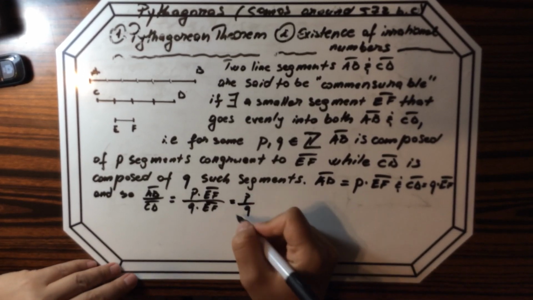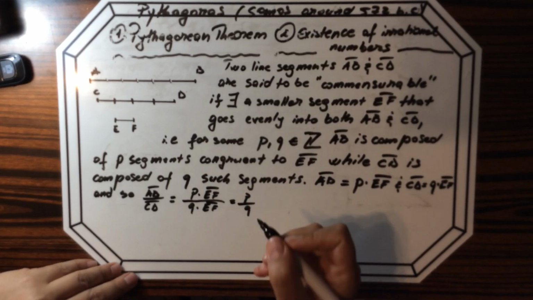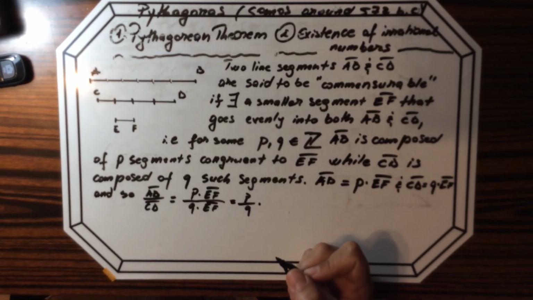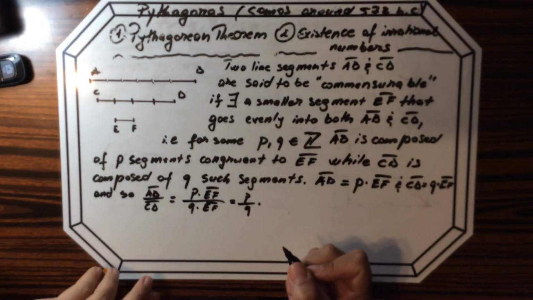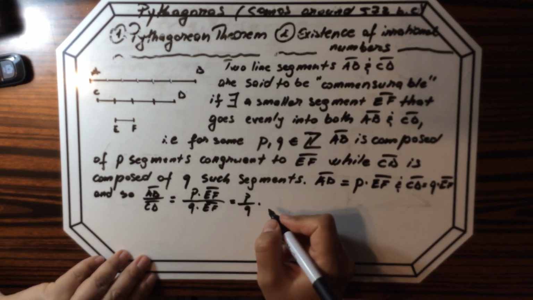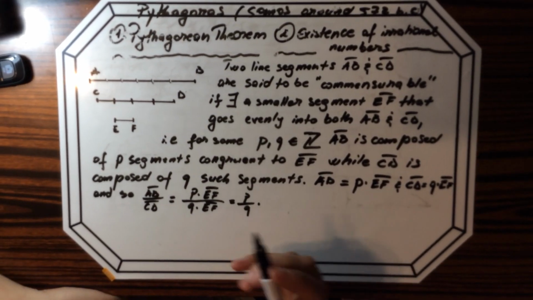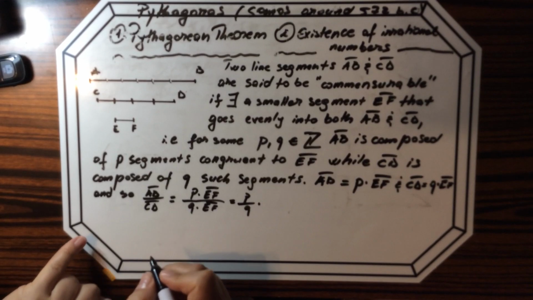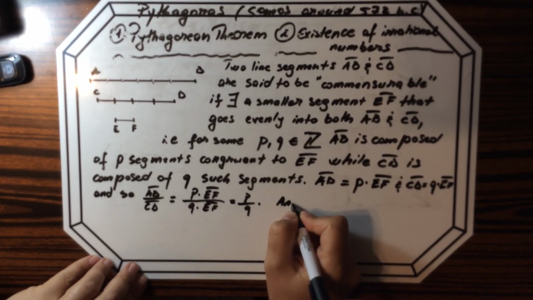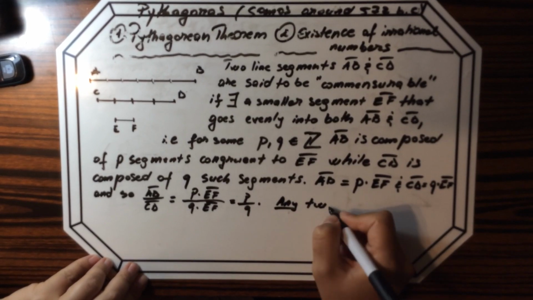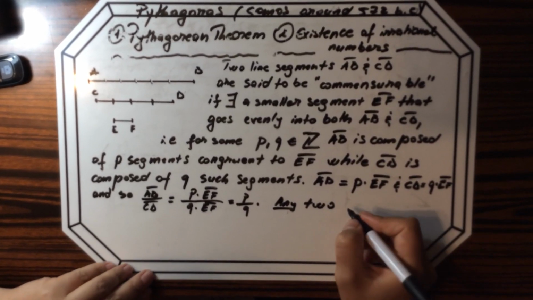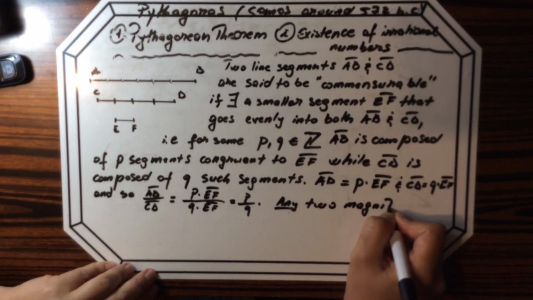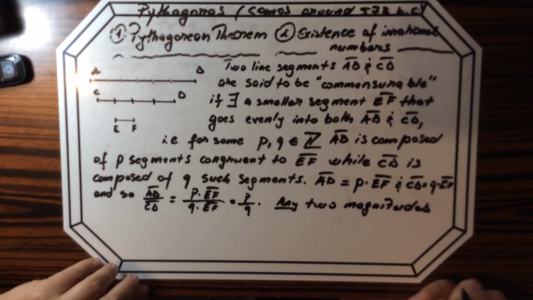And since P over Q is the ratio of two positive integers, we say that the length of commensurable segments is a rational number. So intuitively, the Pythagoreans felt that any two magnitudes, or line segments, or lengths, are commensurable.